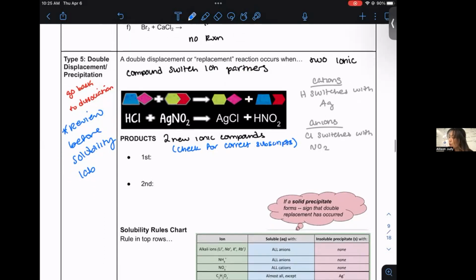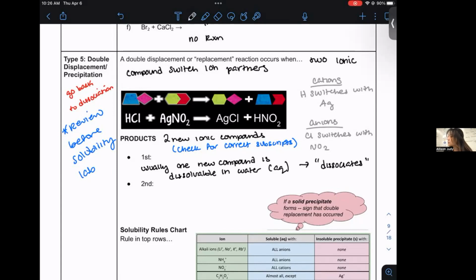So what happens usually is the first new compound is dissolvable in water. We call that aqueous. The special term is that it dissociates in water. The ions split up. So they partner up only to split up again.